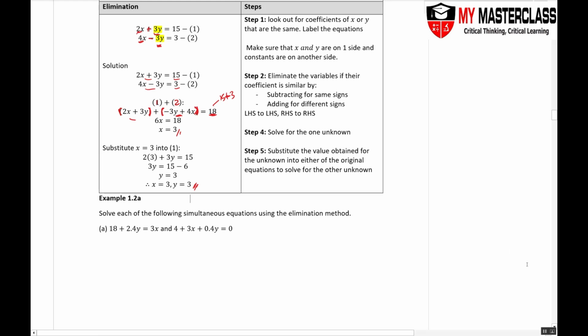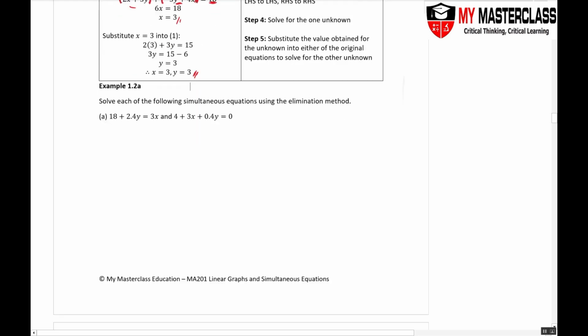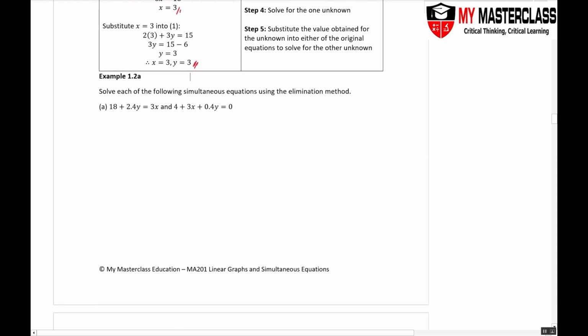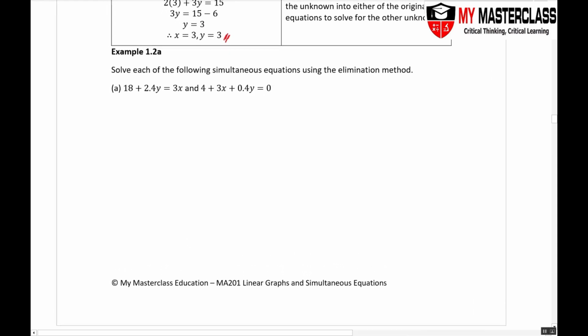So now we look at the example that we have below, for part A. Solve for these two simultaneous equations. If you realize, these are not arranged in the correct order for you. All your variables should be on the left hand side and all your constants on the right hand side.